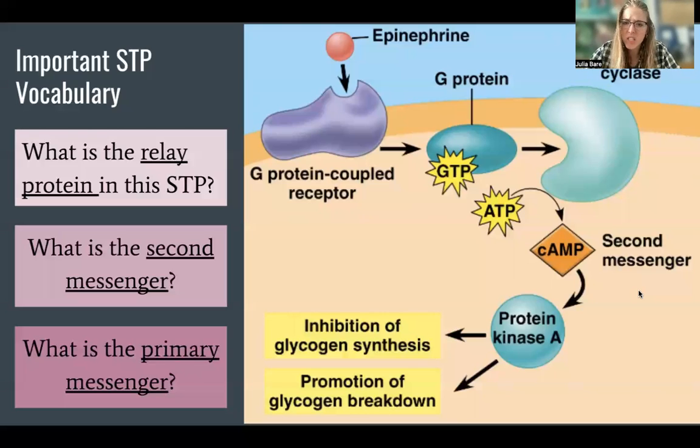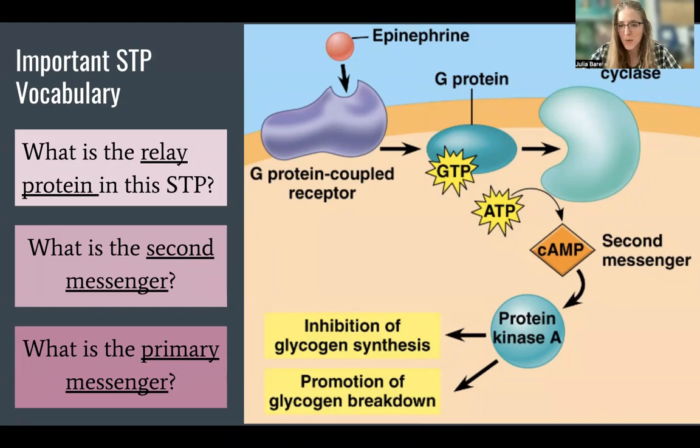All right, so continuing our discussion of important vocabulary, let's take a look at this diagram. So what is the relay protein in this signal transduction pathway? What is the second messenger? And what is the primary messenger in this pathway? Go ahead and pause the video, and then I'll come back to you when you get back.